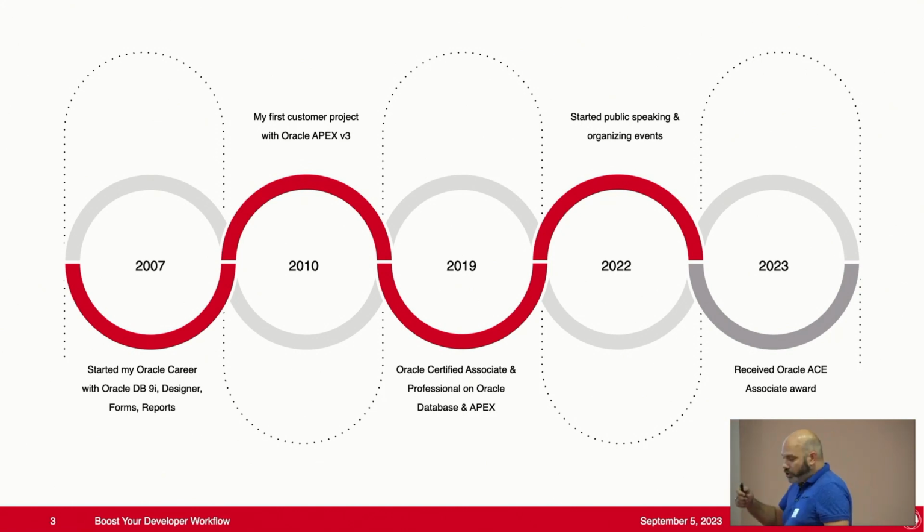We're making a switch because I did a lot of projects and stuff. And in 2019, I even became an Oracle Certified Associate and Professional on Apex and the database. I did that on Kscope, actually. And in 2022, I started public speaking and organizing events, which is 1 year ago, so it's fairly new to me. And because of that, in 2023, a couple of months ago, I received my ACE Associate Award, which I'm really happy with.